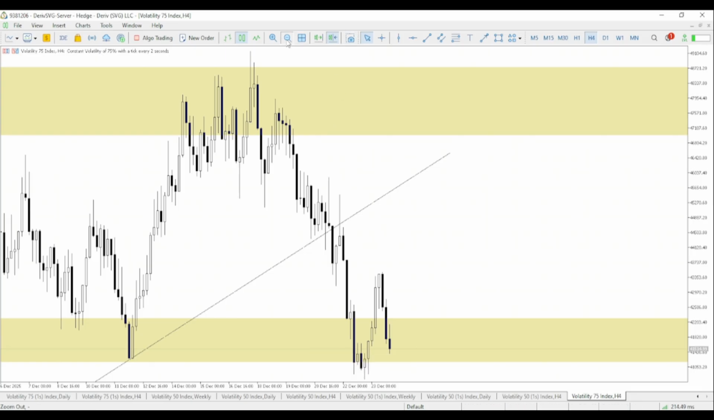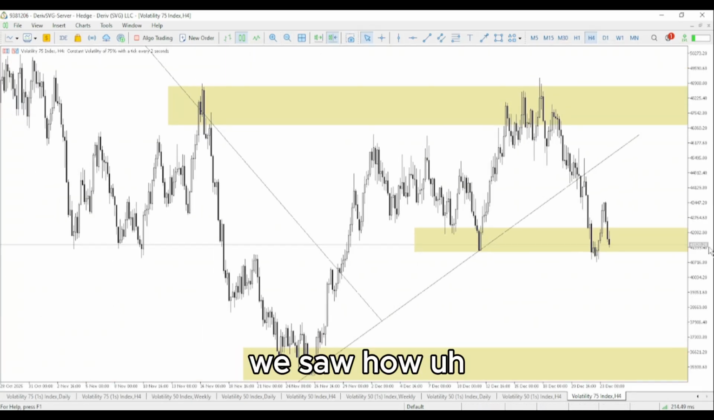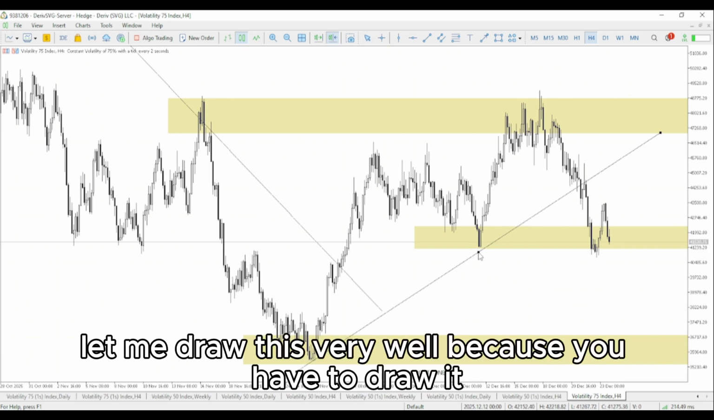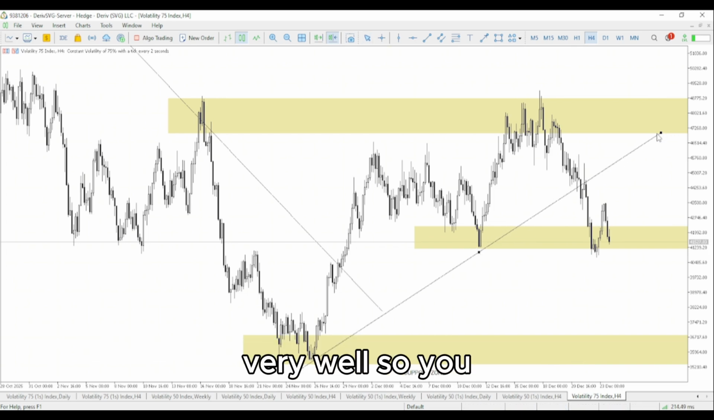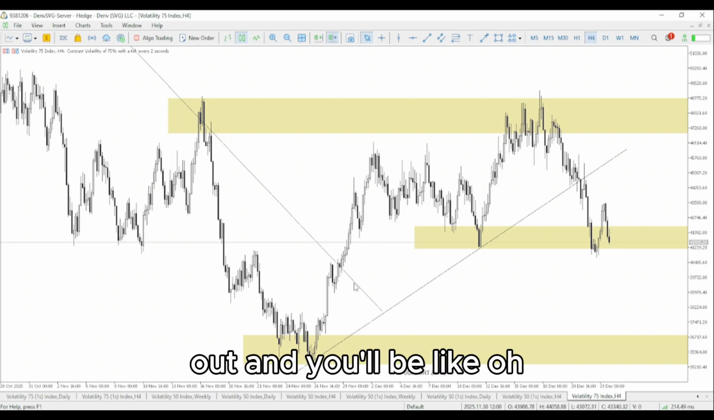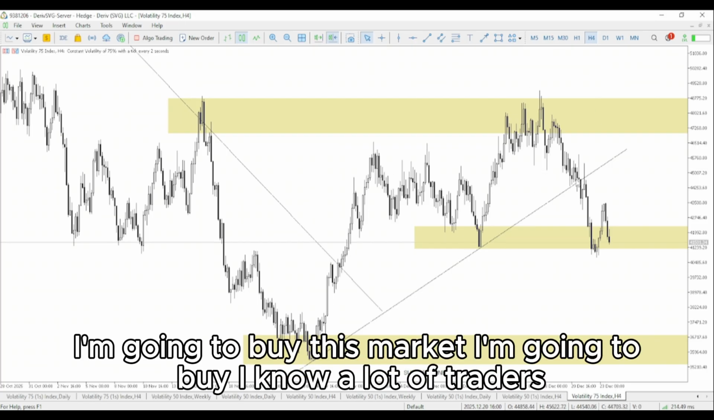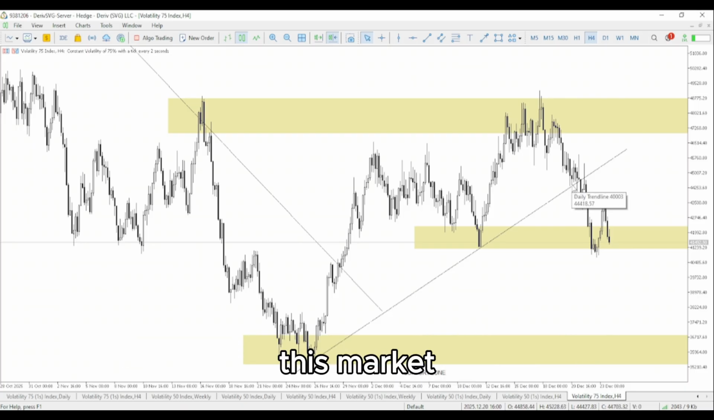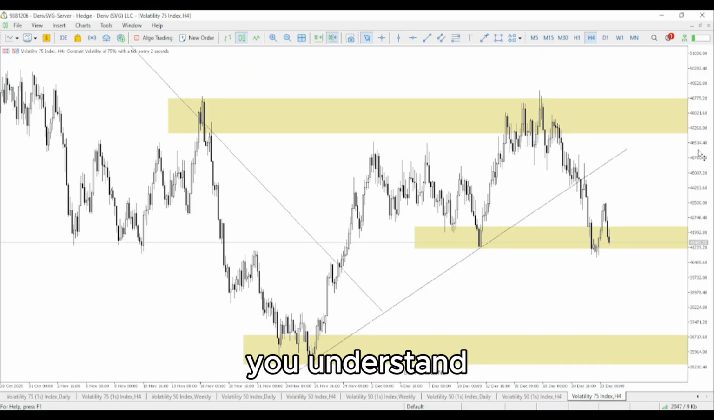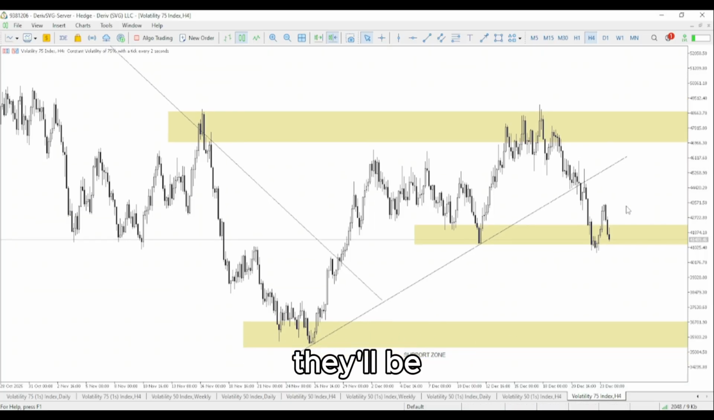So now in the H4 chart, let me draw this very well, because you have to draw it very well so you get the real perfect drawing. So now, this is what price has been doing before it breaks out, and you'll be like, oh, market is now bullish, I'm going to buy this market. I know a lot of traders bought this market here and they eventually got stopped out. You understand? And they'll be asking, oh, why did the market take me out? Why did the market do this to me? They'll be crying, they'll be ranting all the time.